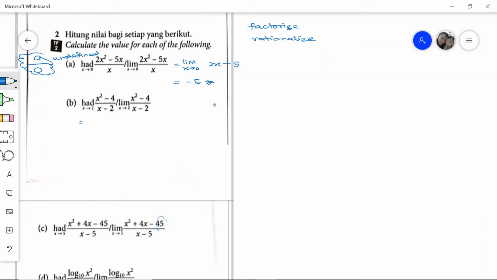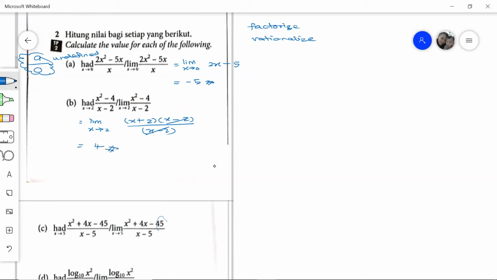Okay, and next, as I substitute x equals to 2 directly, I will get a over 0 form. So what we do is we have to factorize it. So as x approaches 2, the limit of this expression will be, let's factorize. So x squared minus 4 is the difference between 2 perfect squares. So we take the factors, x and x, 2 and 2, 1 positive, 1 negative, over x minus 2. And this one we can simplify. And now we can substitute the x value into the expression. So 2 plus 2, we have 4.